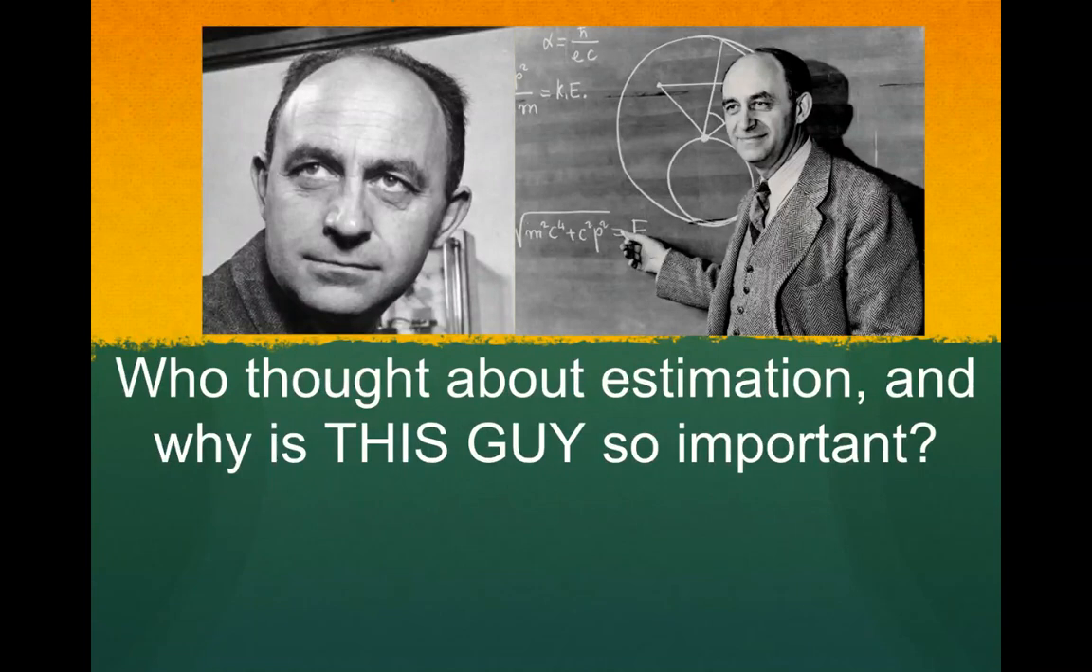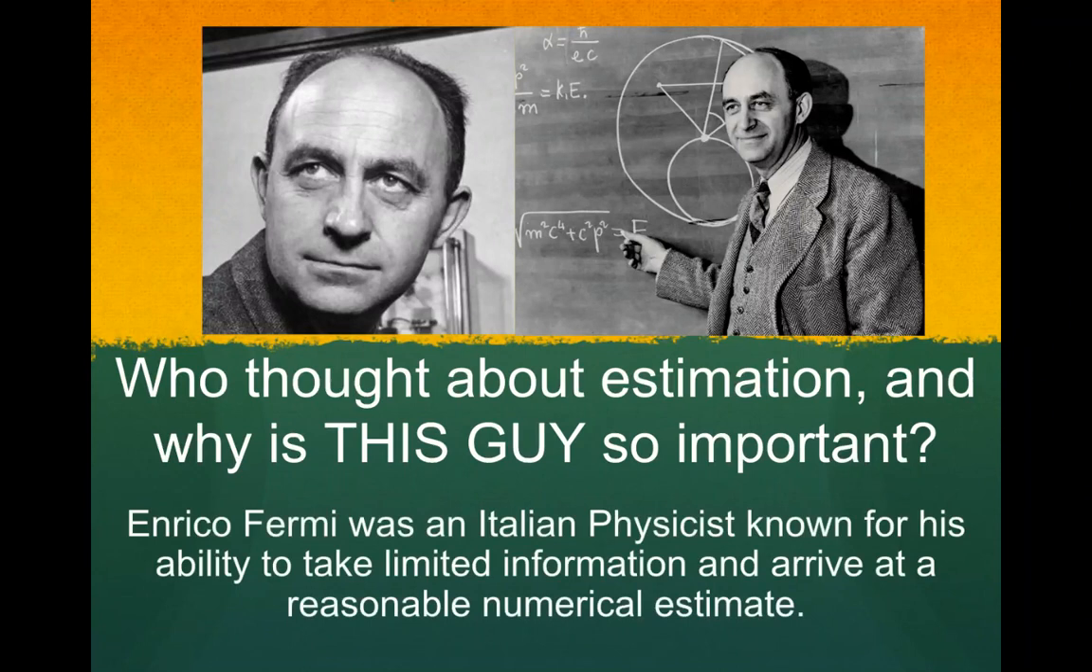All right, who thought about estimation, and why is this guy so important? So this fella right here, as you can see, he's got all kinds of mathematical equations on his chalkboard. And yes, that's a chalkboard, not a whiteboard. Back then, they didn't have whiteboards, they had chalkboards. Well, this guy is Enrico Fermi. He's an Italian physicist known for his ability to take limited information and arrive at a reasonable numerical estimate.